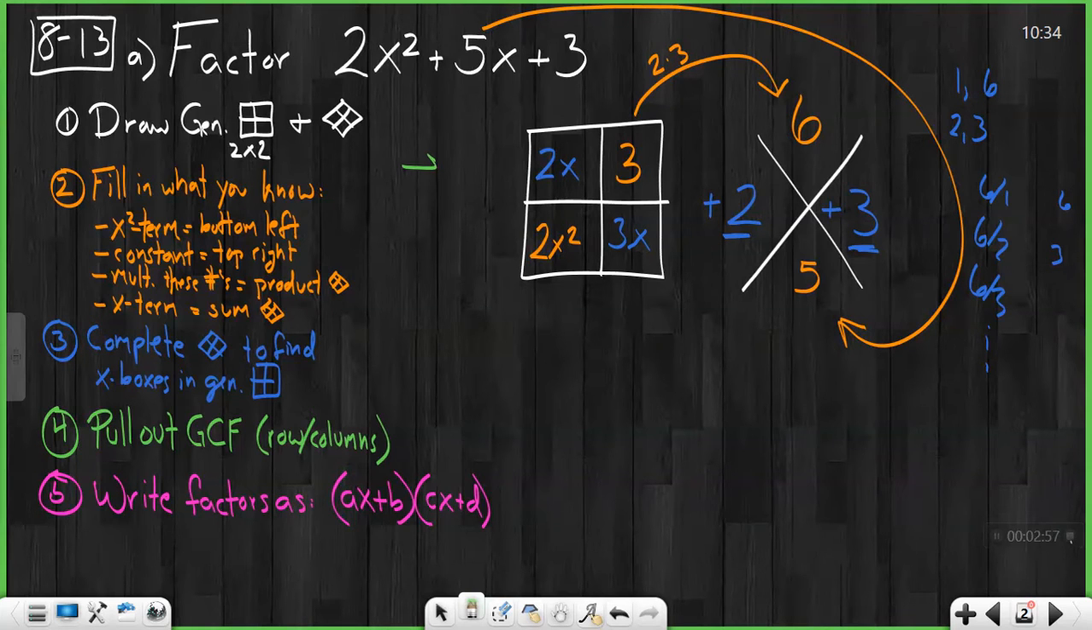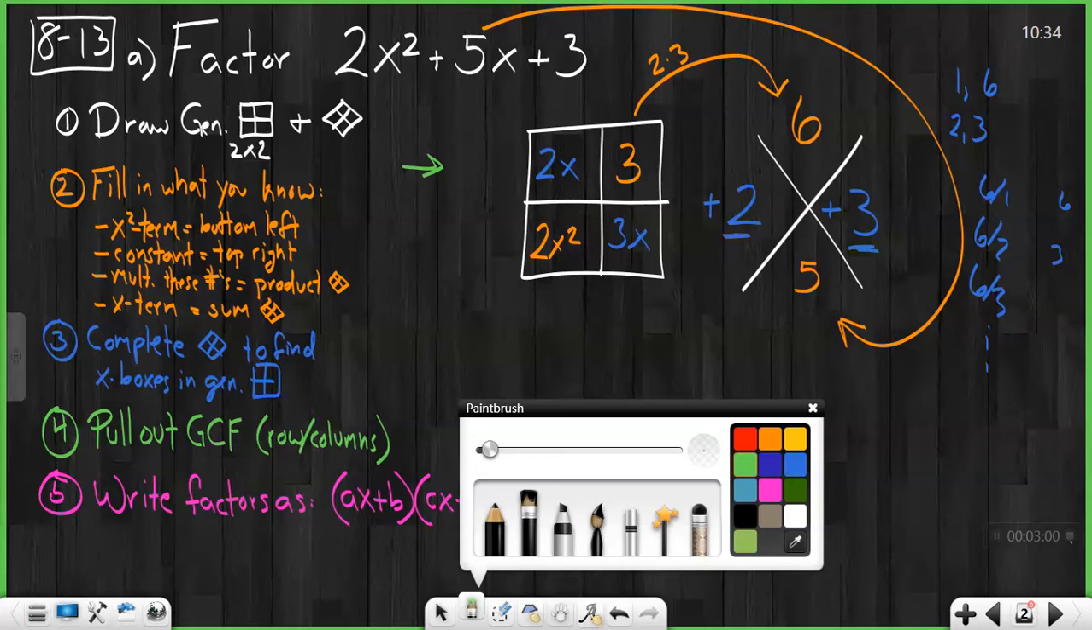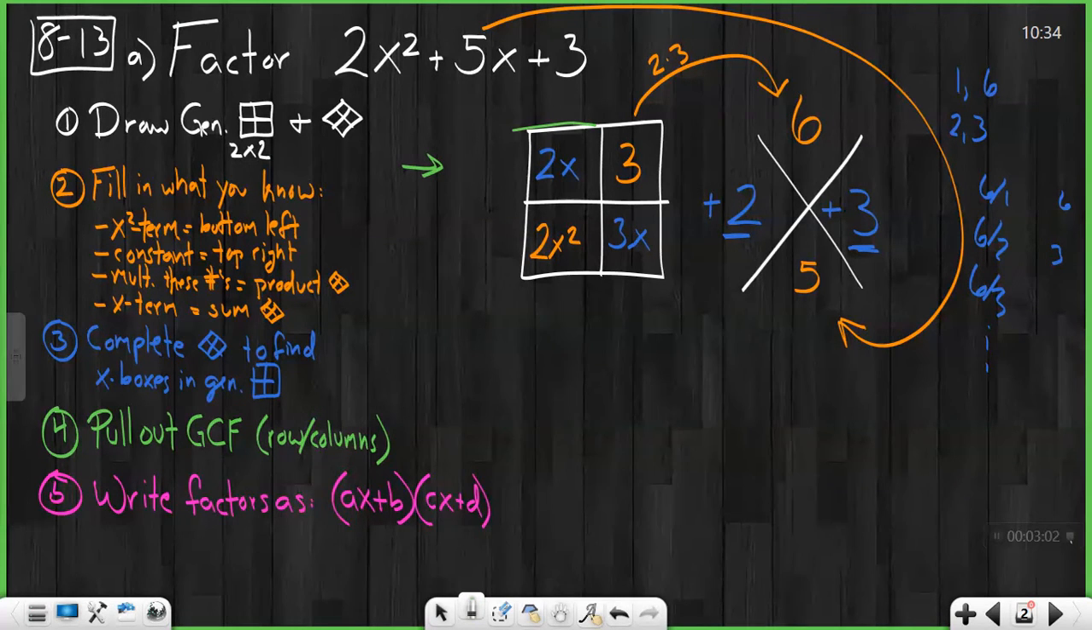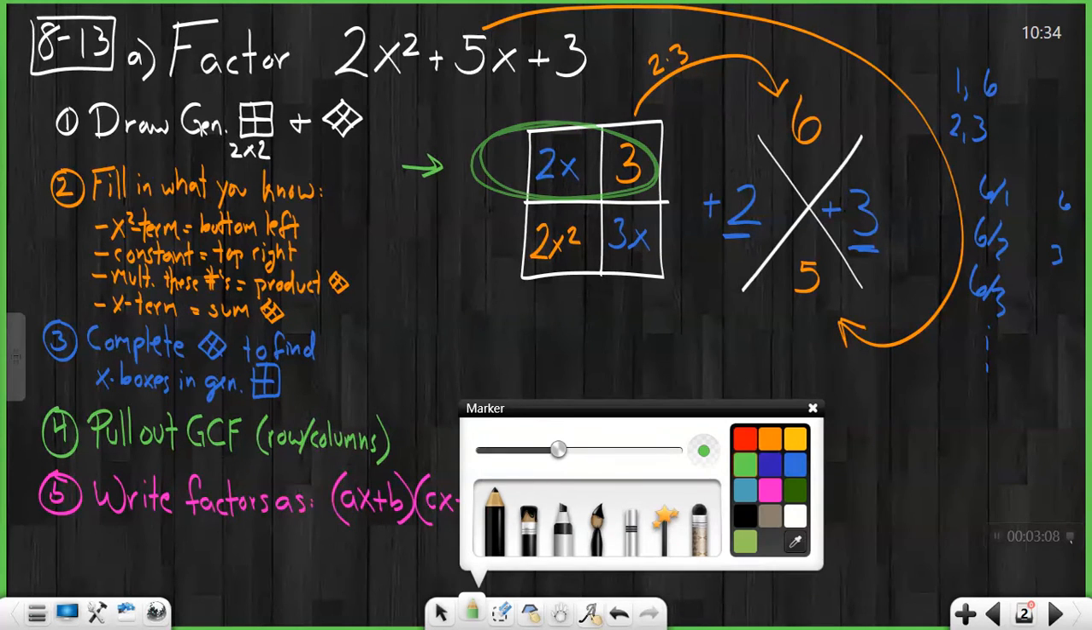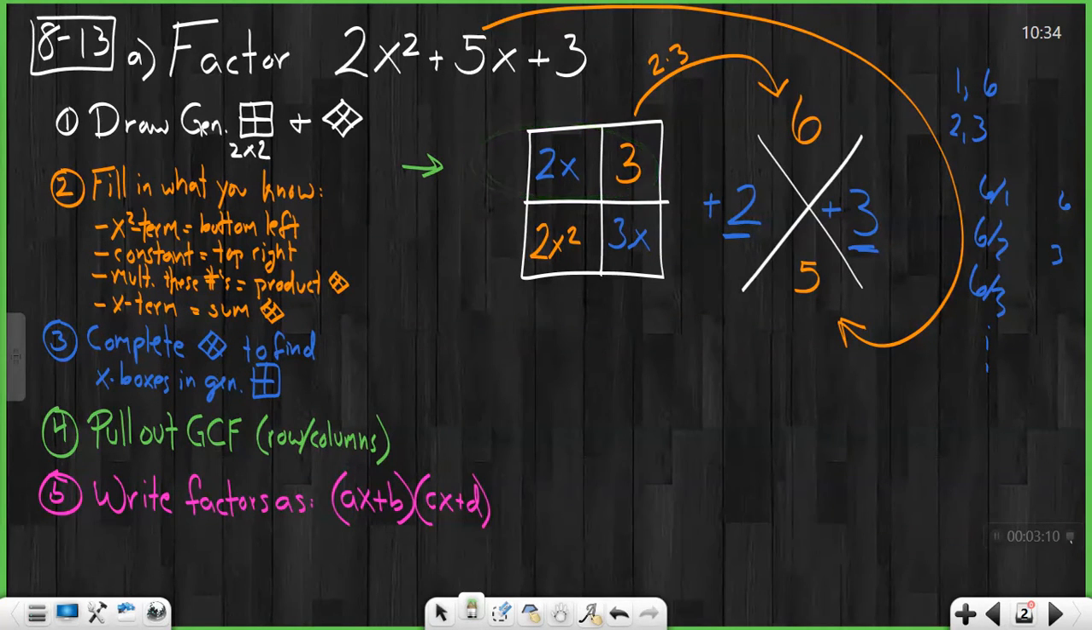I want to look right here and ask myself, what do 2 and 3 have in common? What common factor goes into both 2 and 3? Well, 2 and 3 are both prime. The only common factor they have is 1. 1 goes there, and since this is positive, this is also positive.